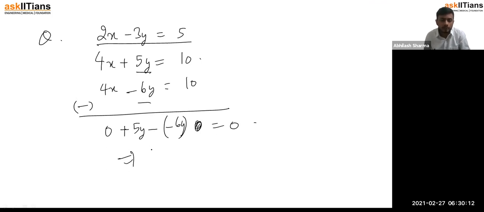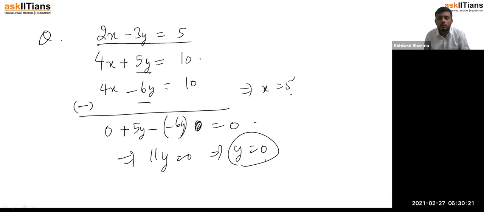So we are getting 11y equal to 0, or y equal to 0 by 11, which is 0 only. If you put y equal to 0, you will get x equal to 5 by 2. So this is the solution, right? So that's something that we need to understand, that how do we use the elimination method.